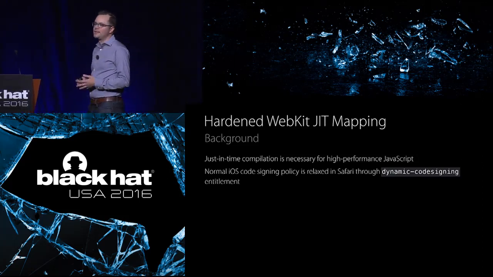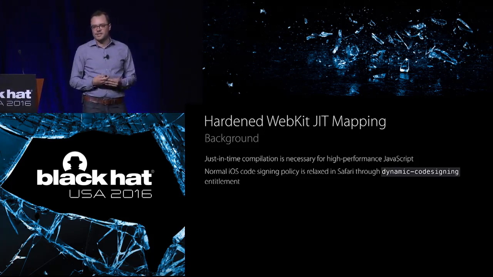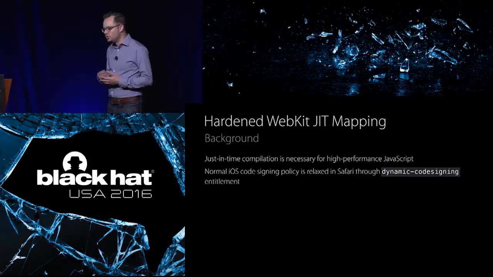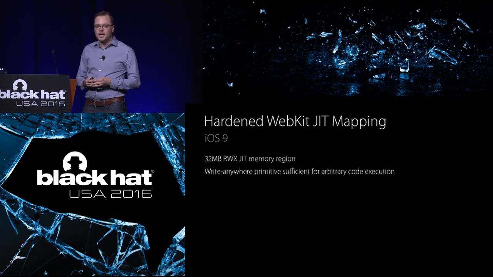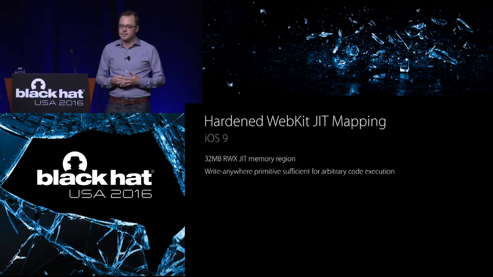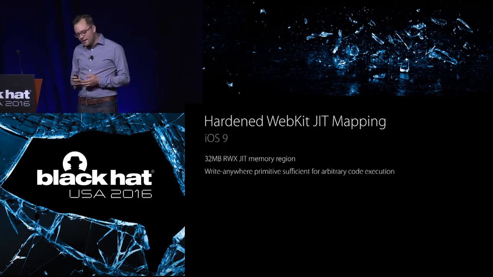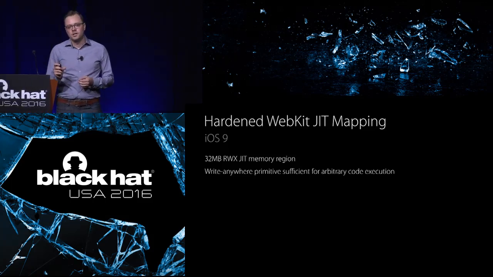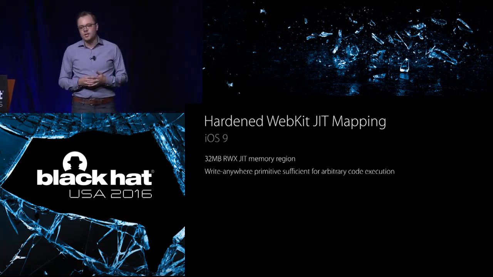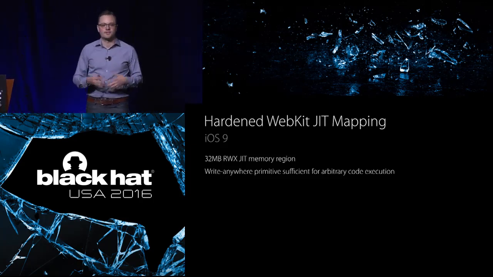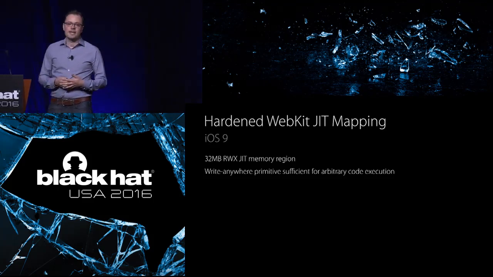And in order to bring the JIT to Safari on iOS, we've had to relax the normal code signing policy and allow the JIT to emit new unsigned native code. And the way this used to work in iOS 9 is there was this 32 megabyte JIT memory region. It was readable, writable, and executable. And what that meant is that an attacker who had a write anywhere primitive that was exploitable from JavaScript could actually use it for arbitrary code execution, because they could take their shellcode, put it into the JIT region, and simply jump to it.